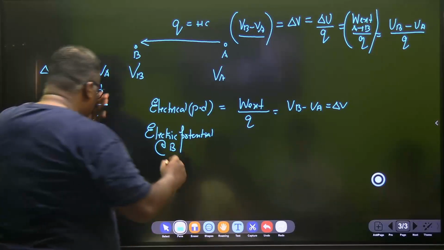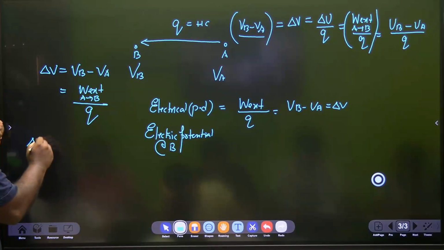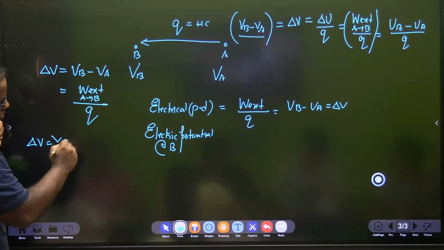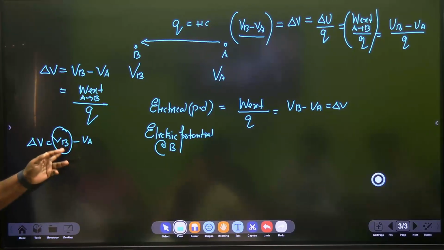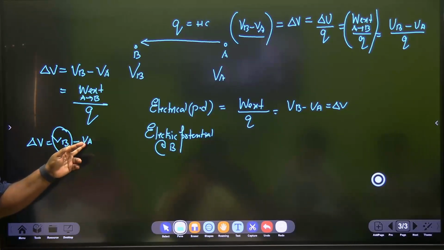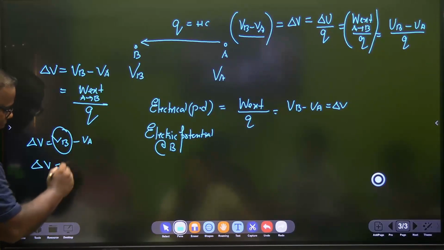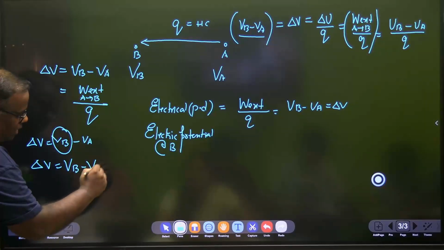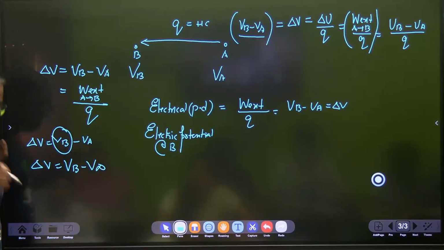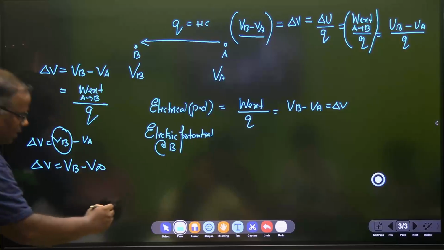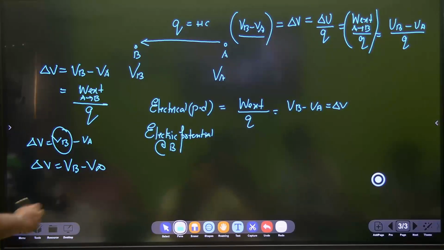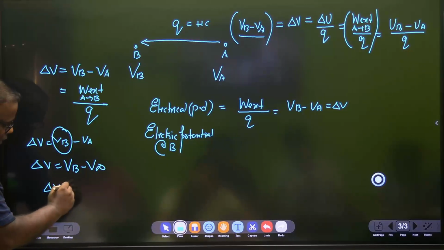So what is the parent definition? Delta V is equal to VB minus VA. Now you are bothered about this. Look. Now you are bothered about this. So what should you do? You have to make this zero. How will you make it zero? Yes. Delta V is equal to VB minus V infinity. We will not move it from A. We will move it from infinity. Because at infinity, everything is taken as zero. Then the potential that you measure is VB.